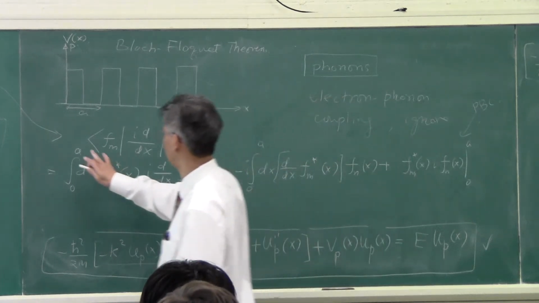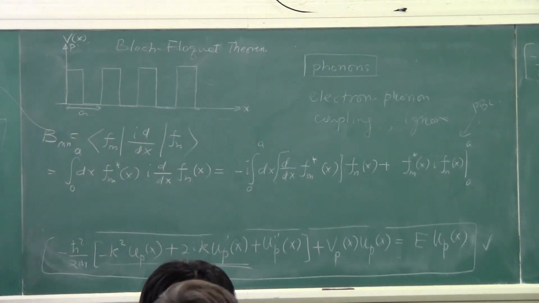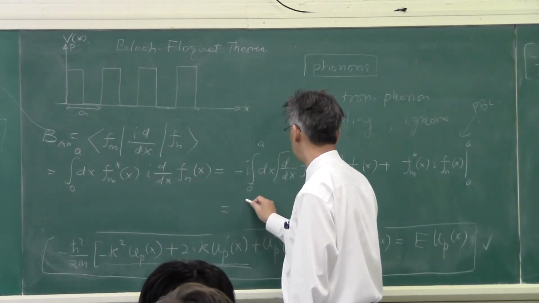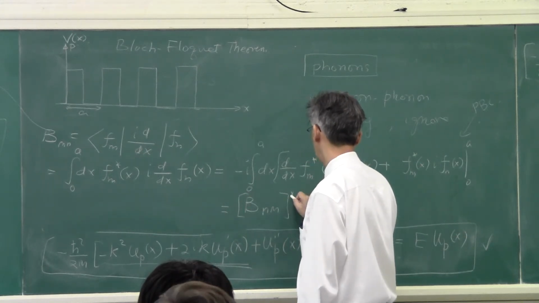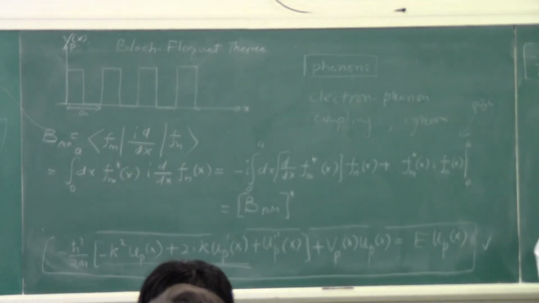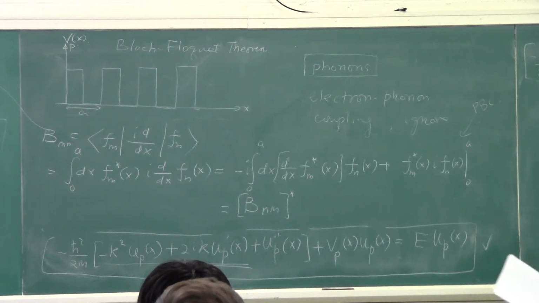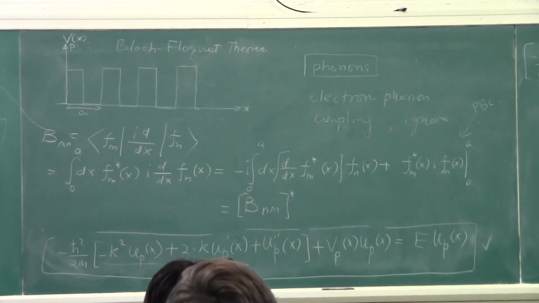This is the matrix element, say, B_mn, is equal to this. And if you look at this, this is just the complex conjugation of B_nm, right? That is always true. So B_mn is always the complex conjugate of B_nm. So this must be a Hermitian operator. It has to be a Hermitian operator, as we said before.